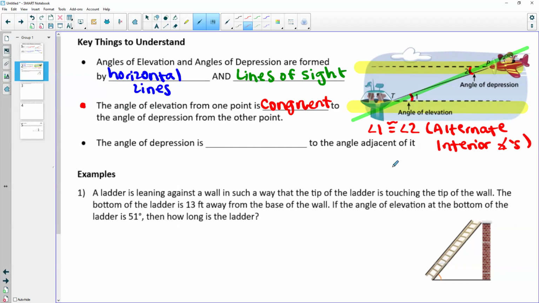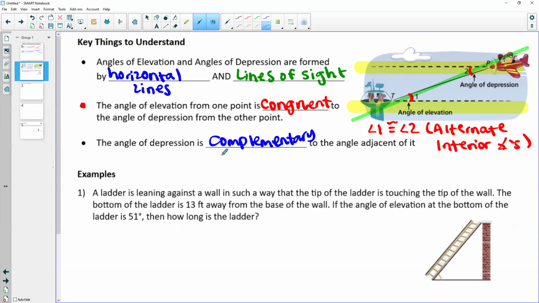And so that is going to be an idea that we're working with whenever we're drawing our pictures and working with angle of elevation and depression. Please make sure that you understand your angle of elevation is congruent to the angle of depression from the opposite point. Okay. So the next thing we're going to take a note of here is that the angle of depression is going to be complementary to the angle adjacent to it.